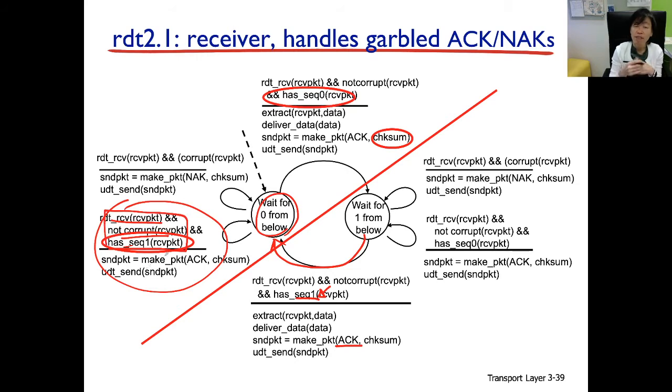So if that's a duplicate, we don't extract the packet, and we don't deliver the same thing again up to the application layer. You see here, the only action we'll be taking is to not extract data, not pass it up to the application layer, but only to generate the acknowledgement and send it back to the sender.